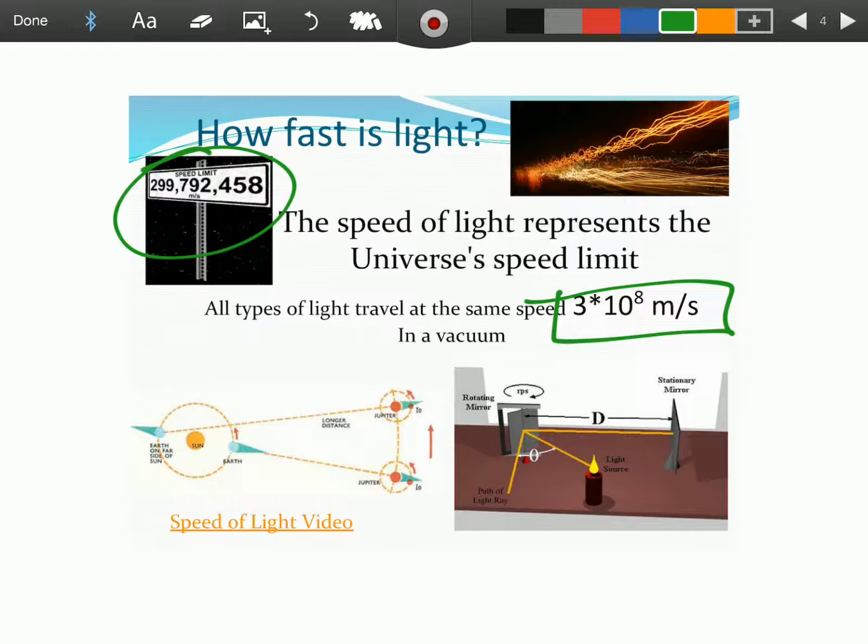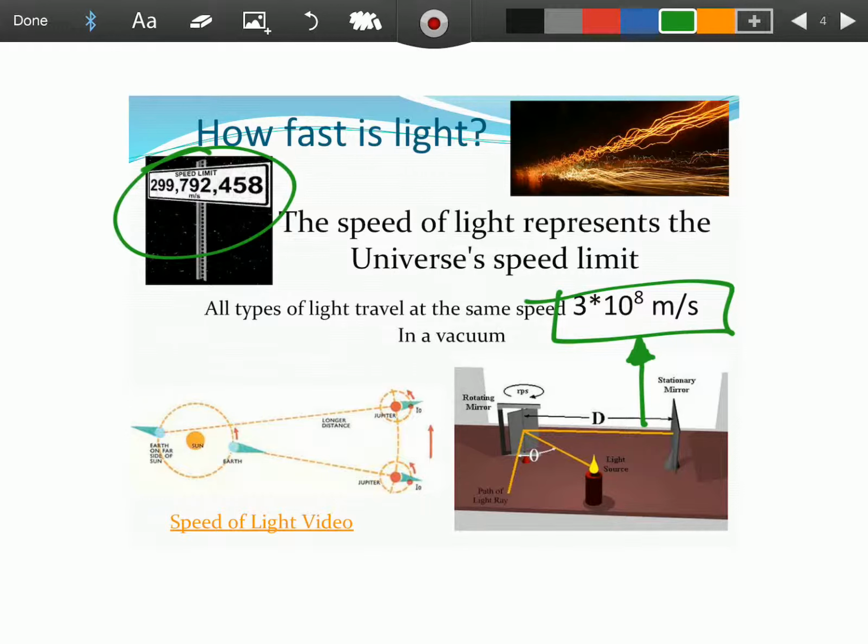And there's all kinds of... you need to study relativity to kind of know why that is the universe's speed limit. Anything that has matter, it would take an infinite amount of energy to accelerate it up to this speed.